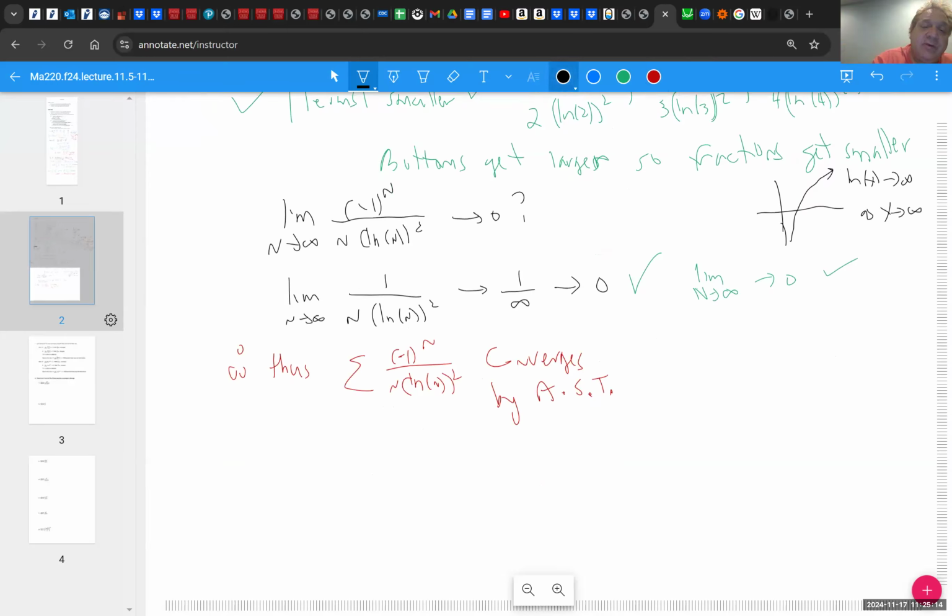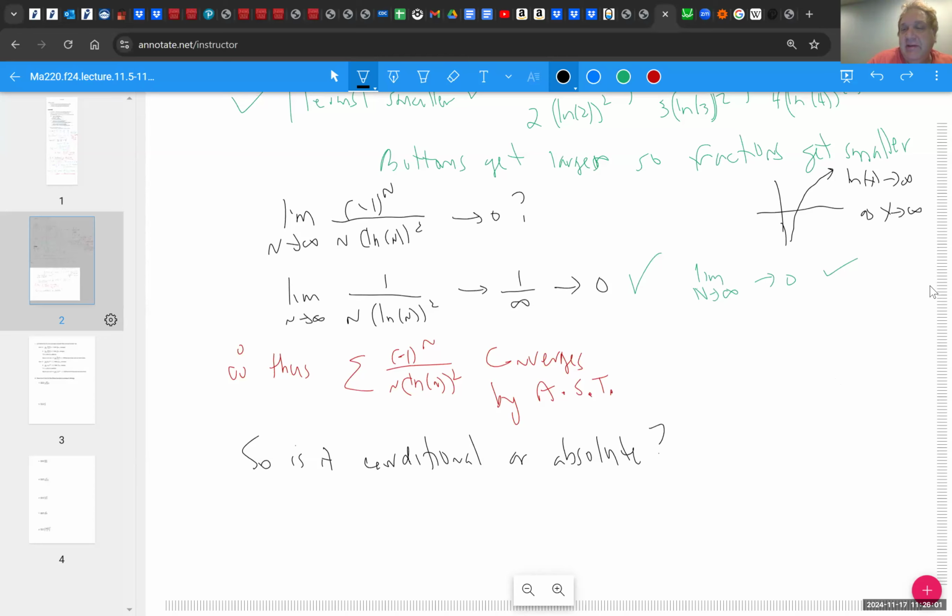So now, is it conditional or absolute? That's our bonus question. That was a question we get to answer if we find out that the alternating series converges, then we can determine whether it's conditional or absolute. All right, so how do we do that?